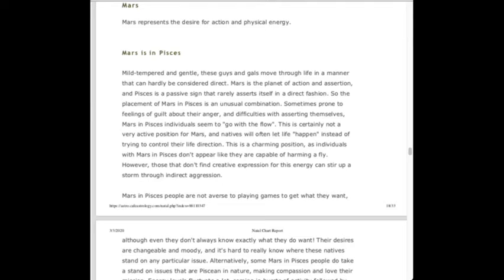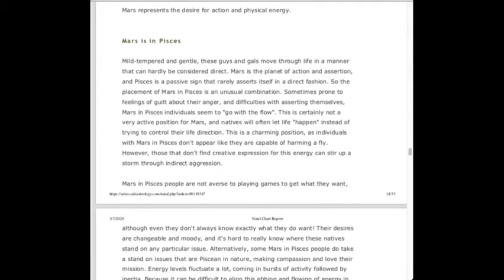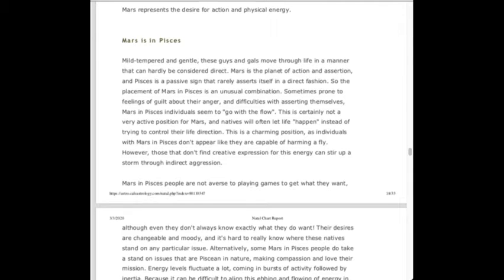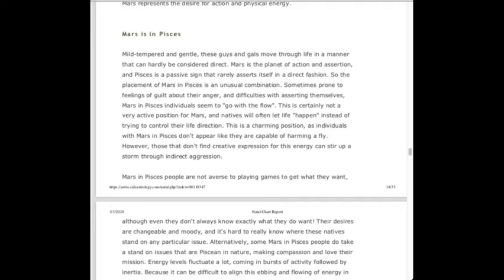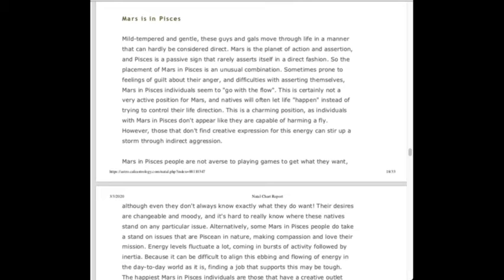Their desires are changeable and moody, and it's hard to really know where these natives stand on any particular issue. Alternatively, some Mars in Pisces people do take a stand on issues that are Piscean in nature, making compassion and love their mission. Energy levels fluctuate a lot, coming in bursts of activity followed by inertia, because it can be difficult to align the ebbing and flowing of energy to the day-to-day world as it is.